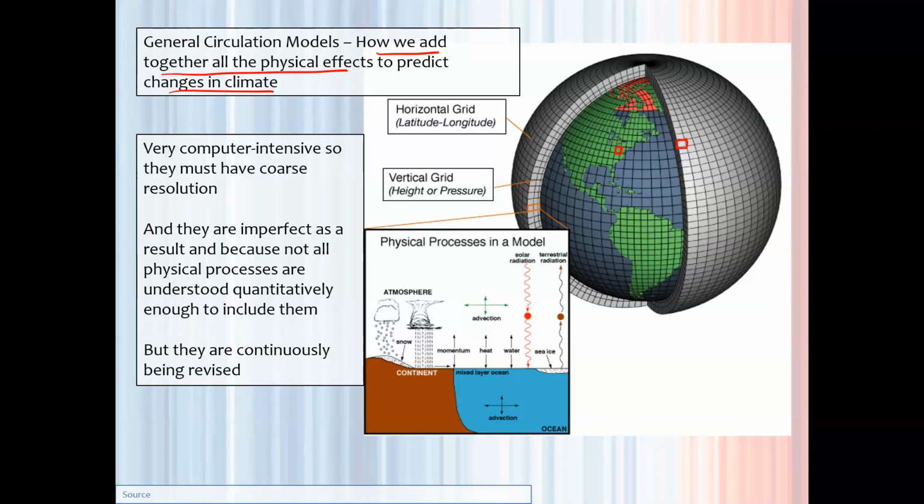So these models, as I'll say, are imperfect because they have to have a coarse resolution, they can't include every physical effect, because some effects are too small to include, and some effects we just don't understand completely yet. But these models are also continuously being revised, and as we'll see, the models tend to have converged pretty well, where big changes are not expected as we tweak the knobs just a little bit here and there.